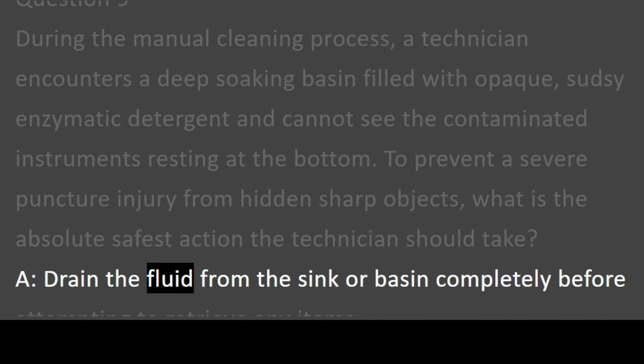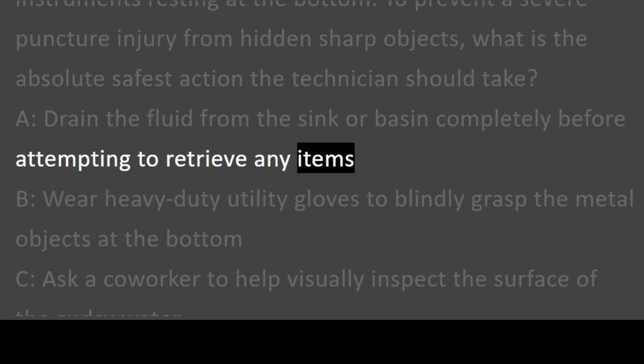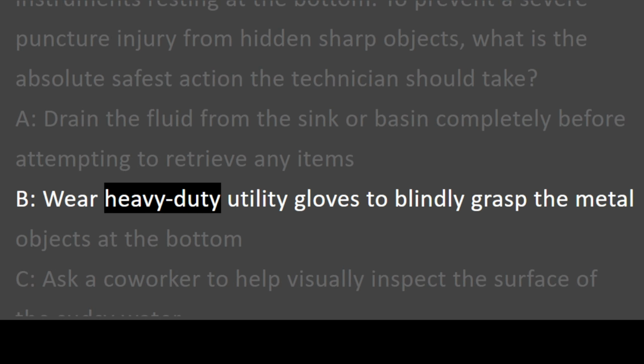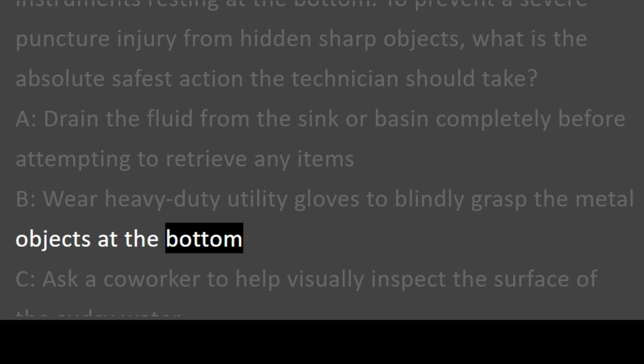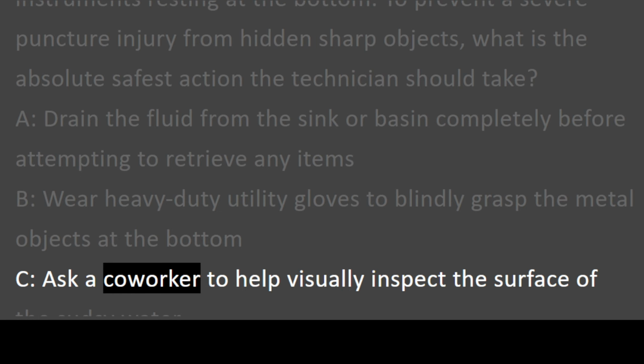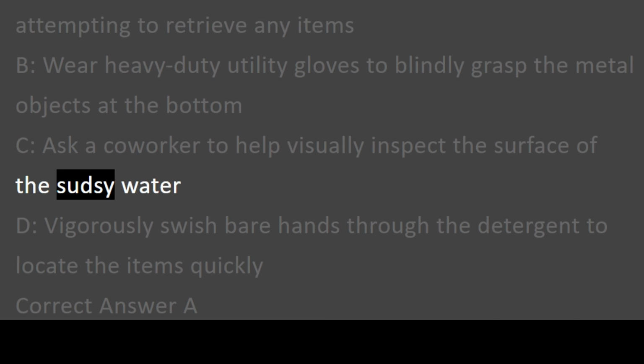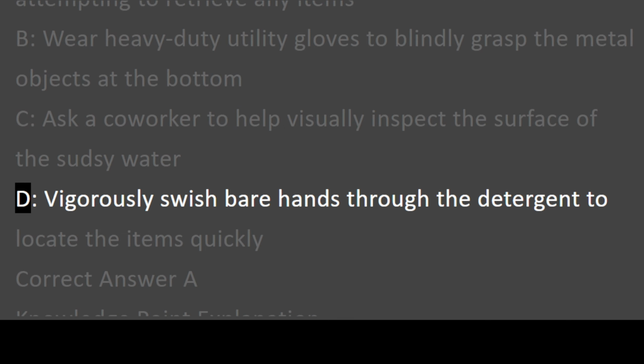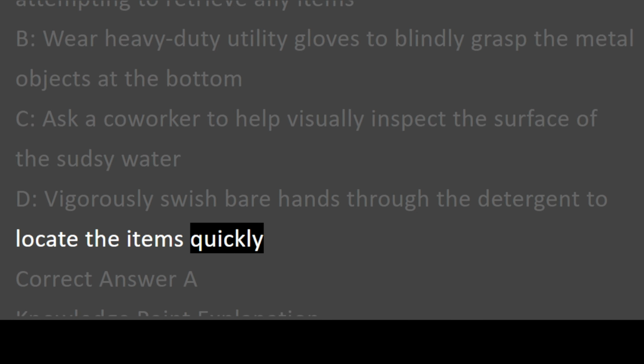A. Drain the fluid from the sink or basin completely before attempting to retrieve any items. B. Wear heavy-duty utility gloves to blindly grasp the metal objects at the bottom. C. Ask a coworker to help visually inspect the surface of the sudsy water. D. Vigorously swish bare hands through the detergent to locate the items quickly.